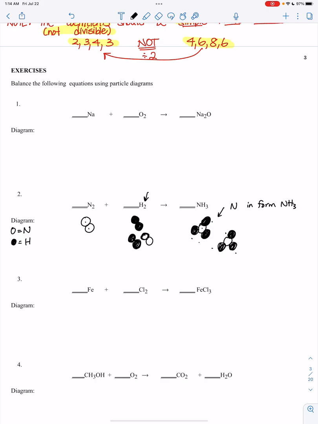I'll add another H2. Boom, there's my 6. I got 1, 2, 3, 4, 5, 6. Now we're good to go. And now we are balanced. I also think I had a little space here.